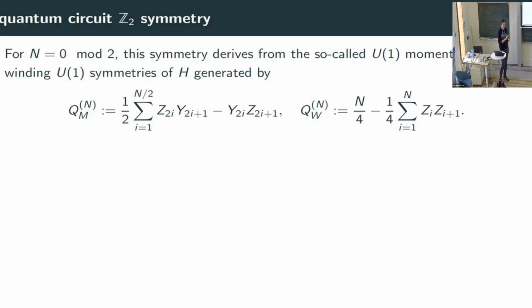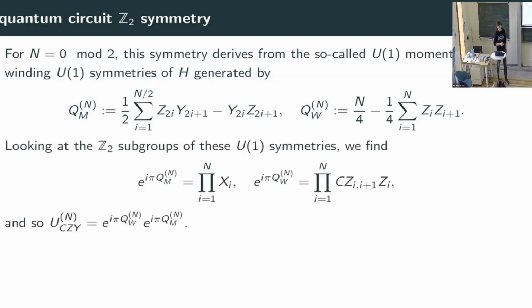But they don't commute on the lattice. So that's something that's distinct from the continuum theory. There they would commute. Here on the lattice, they don't commute. However, if I look at the Z2 subgroups of these two U1 symmetries, so I just do a pi rotation using these two generators, I get on the one hand just a global Pauli X, so this is just a global spin flip of all the spins. And then here I get this product of this CZ gate together with a Pauli Z operator. And so the symmetry that I'm looking at is basically a Z2 subgroup of the Z2 times Z2 subgroup of these two U1s.